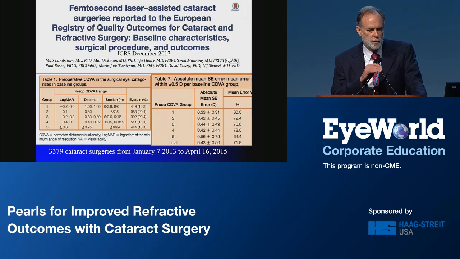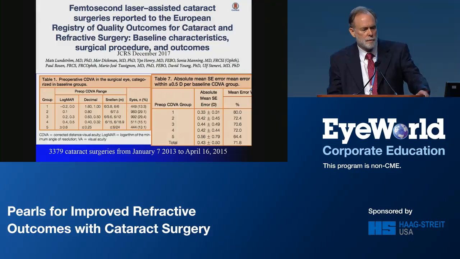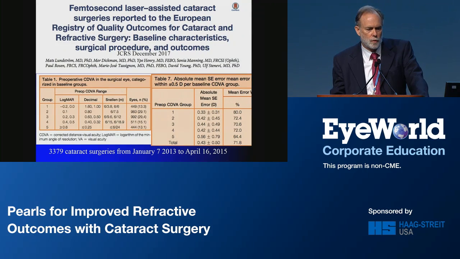Just to put this in perspective a little bit more, this is a publication that just came out in December in JCRS. This is looking at the refractive results of cataracts in Europe, where they used a femtosecond laser. They divided up the groups according to what their preoperative vision was, but when it was all said and done, they had about a 72% rate of eyes that had a refractive error of half a diopter or less. And that's not really acceptable if you're going to do premium IOLs. You have to have better endpoints than that.